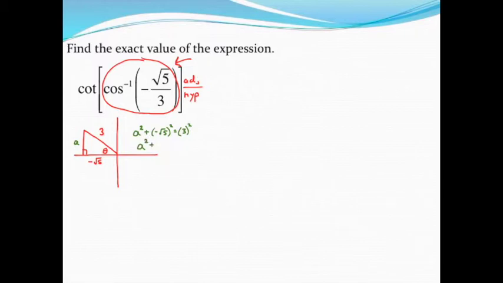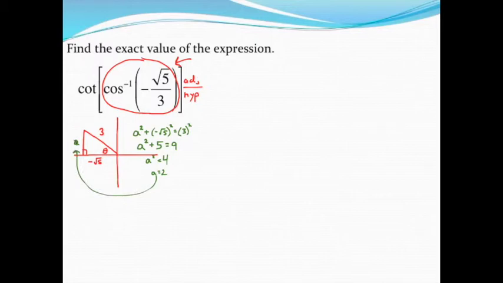So a squared plus, well, negative square root of 5 times negative square root of 5 is just positive 5. And then equals 9. This one actually works out really nice then, since a squared would be equal to 4 when I subtract, and then a must be 2. So that missing side is going to be a 2.